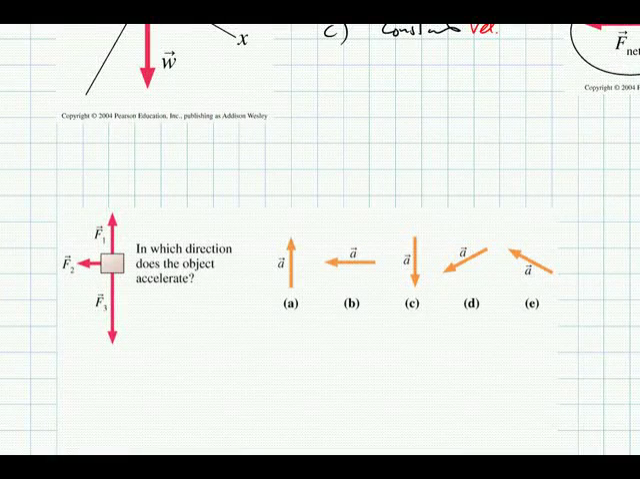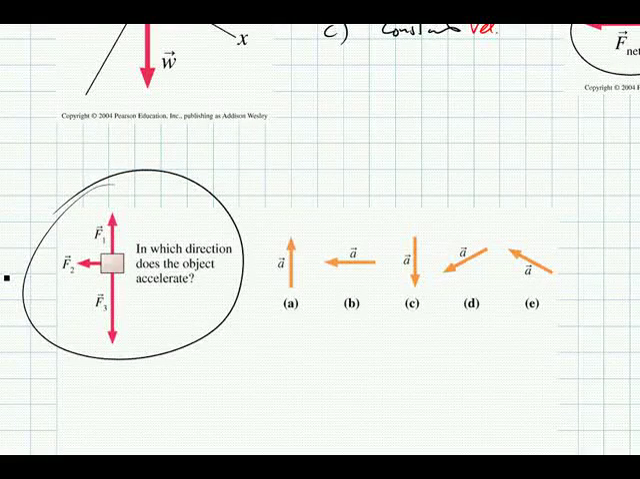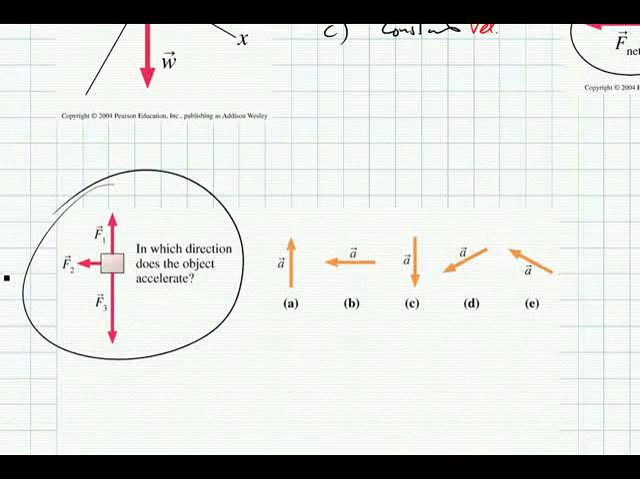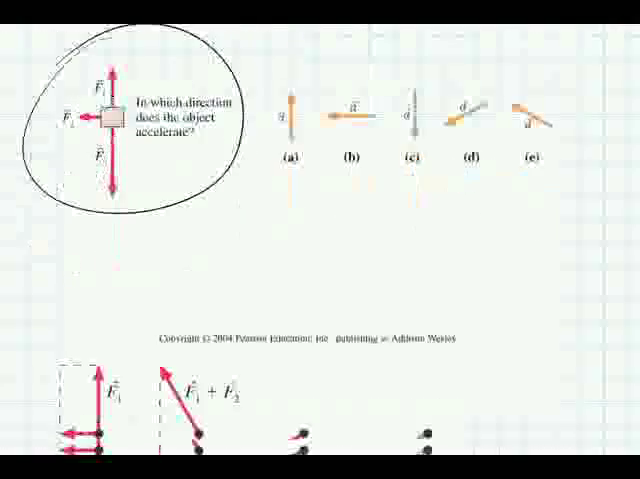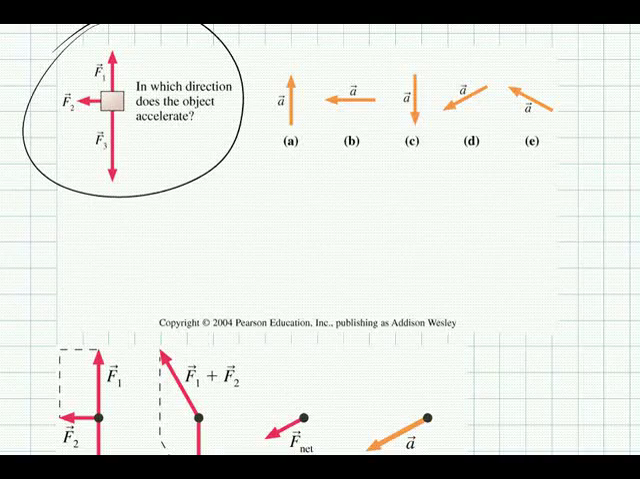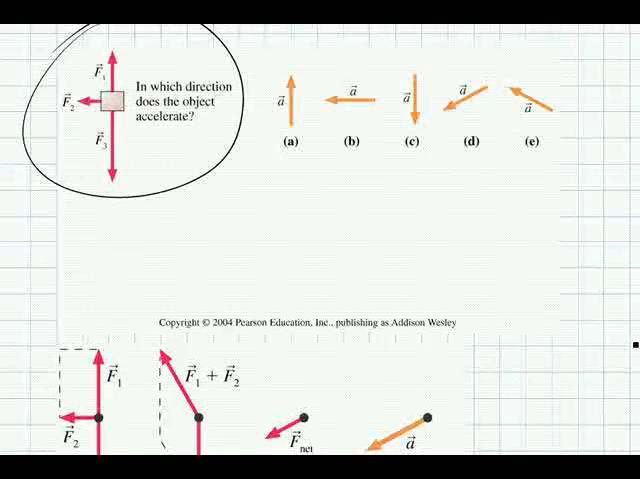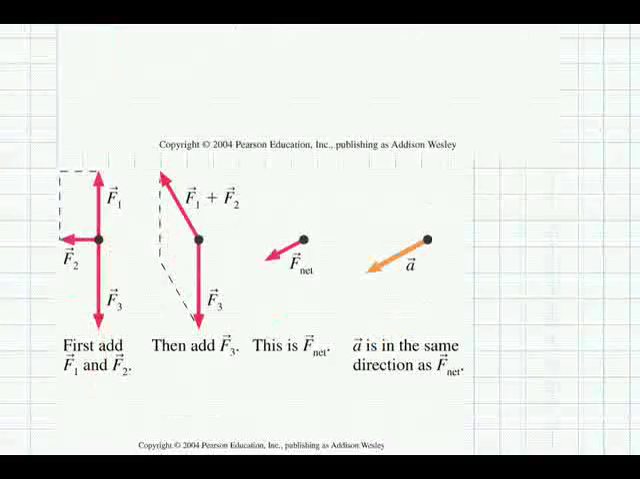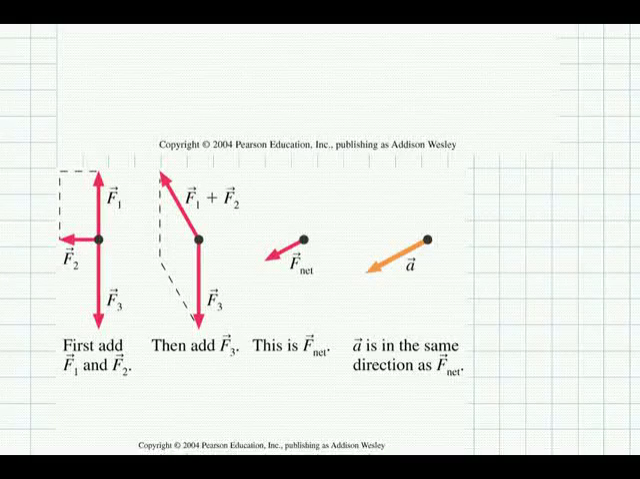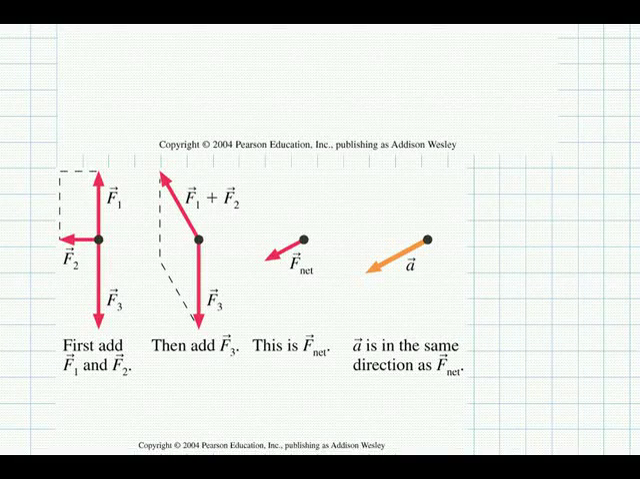Alright, let's think about this little problem. In which direction does the object accelerate? So here's the question. Alright, so if you like, you can pause the video again. Now, to figure out the answer to this problem, we need to do a vector sum of f1, f2, and f3, because vector sum gives us the f net, and f net defines the direction of acceleration.